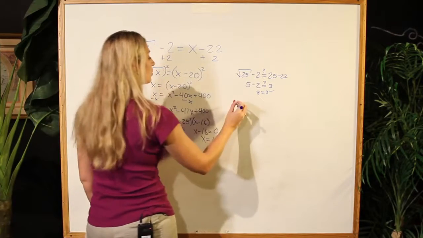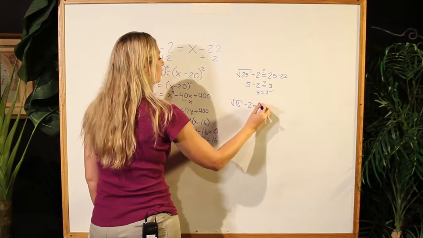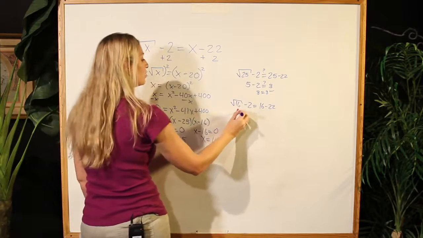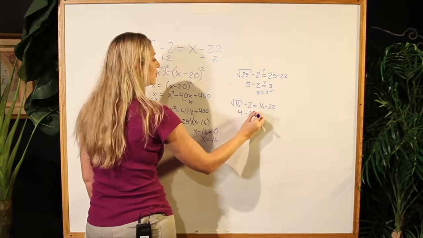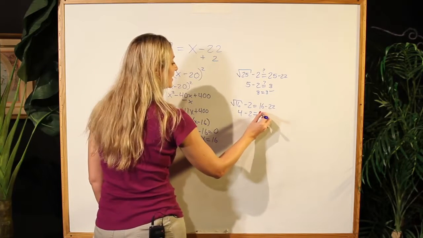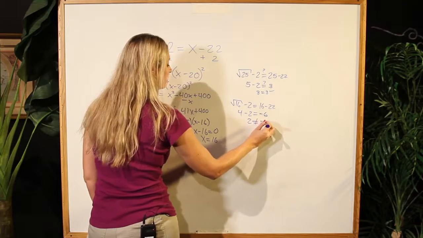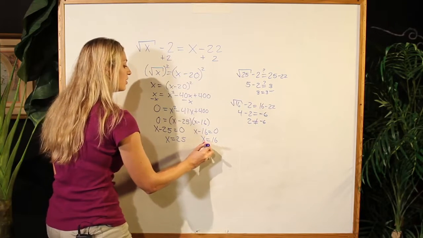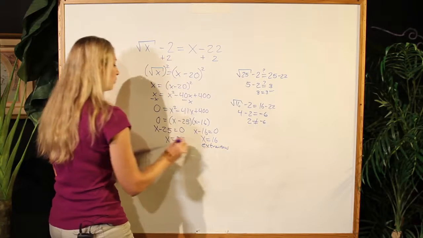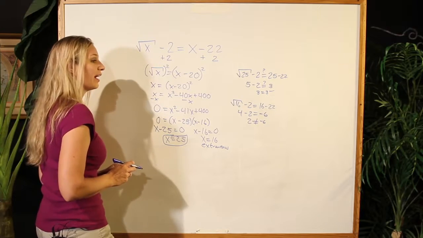Now for the second solution, the square root of 16 minus 2 equaling 16 minus 22. Well, the square root of 16 is 4 minus 2, and 16 minus 22 results in a negative 6. Well, 2 is not equal to negative 6, so the x equals 16 solution is extraneous. Thus, the only true solution is x is equal to 25.